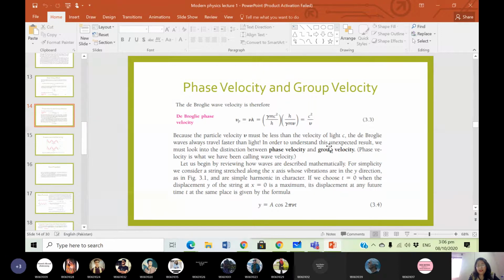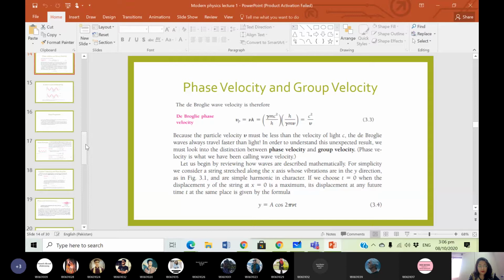So this is an unexpected result, and in order to understand it, we have to define something called phase velocity and group velocity, and we have to understand the difference between what we mean by phase velocity and what we mean by group velocity. So I will show you a small video. Actually, the video comes later on.